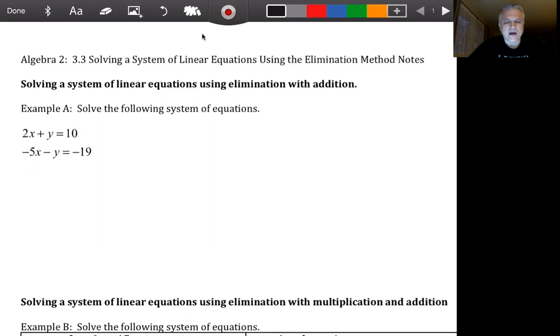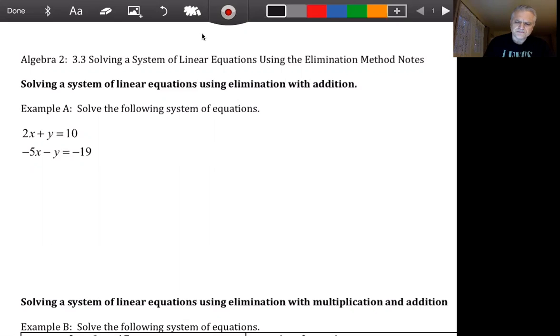Well, now we're going to look at the third and final way to solve linear systems that we're going to look at this year. My favorite, which is elimination. It just sounds cool. We're going to do some elimination. So here we go.